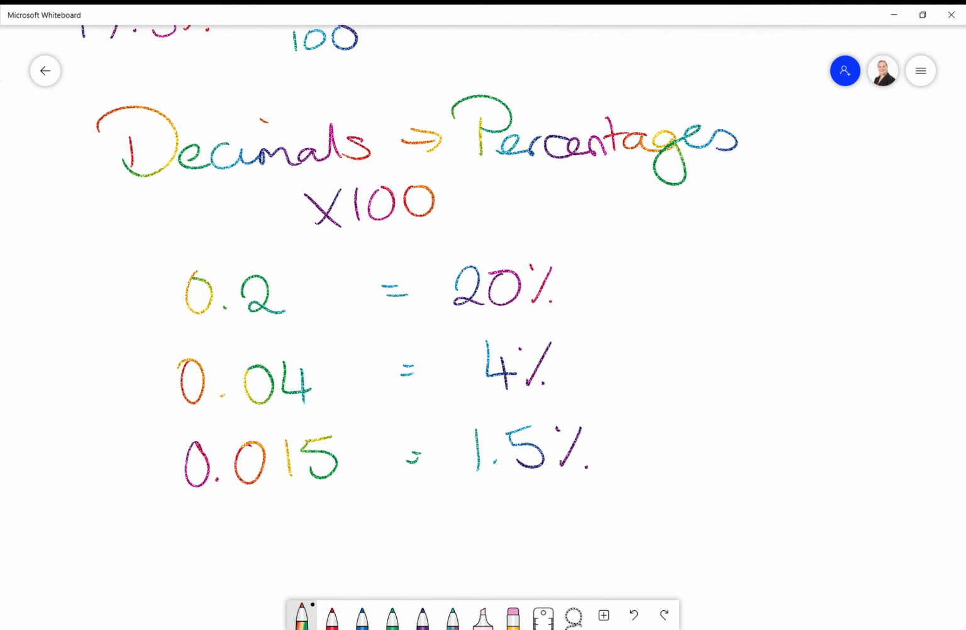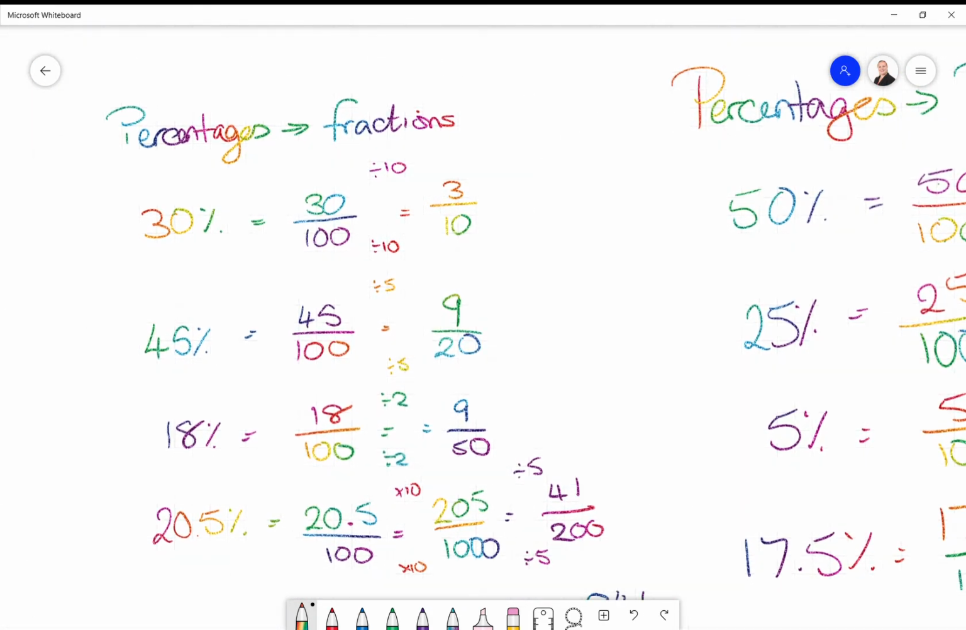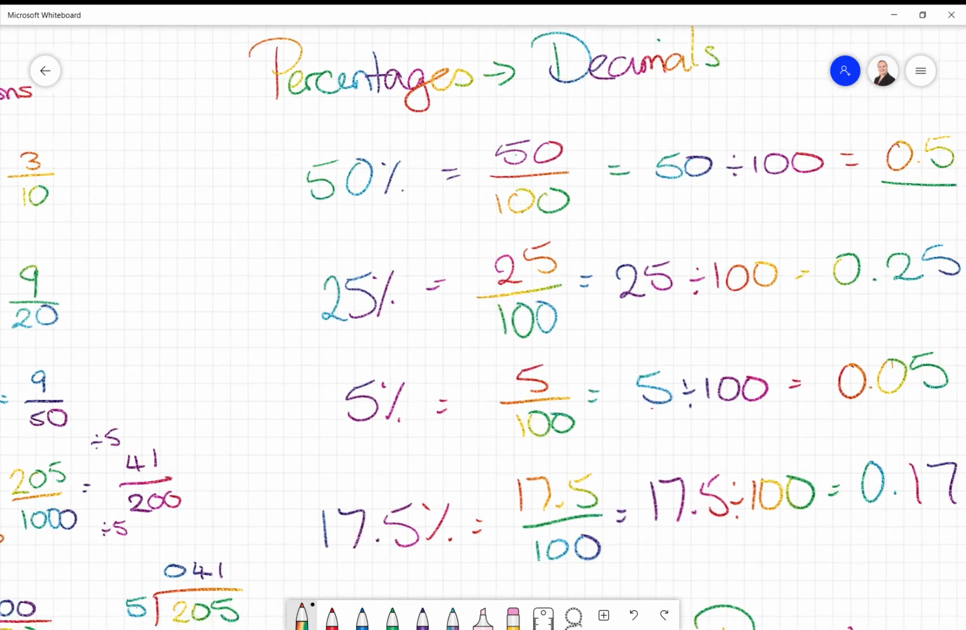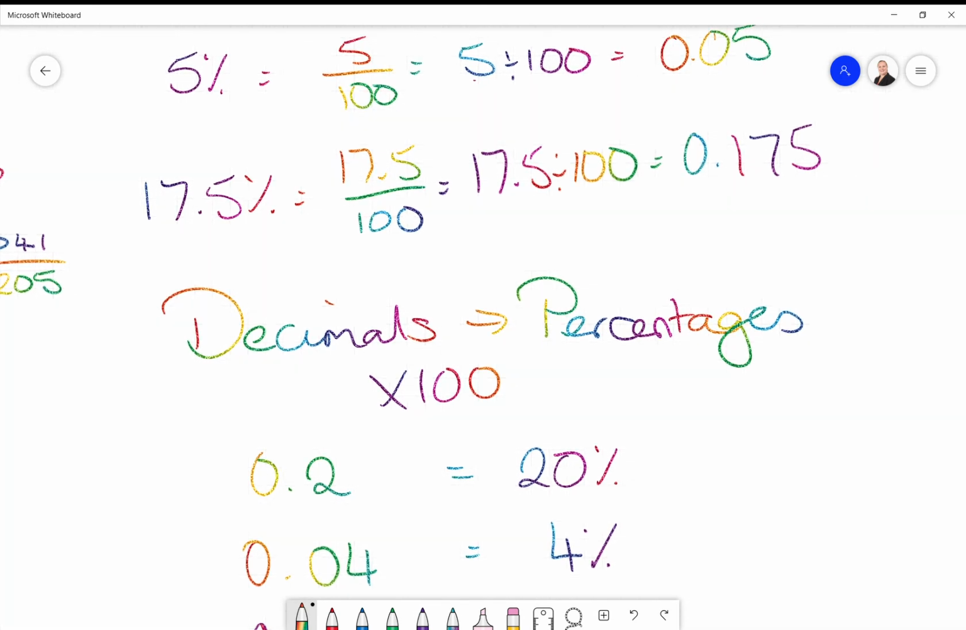So the one we did last time on turning percentages to fractions, that was your first lesson's worth on Thursday, and then percentages to decimals and decimals to percentages is your second lesson on the Thursday. Now Friday's lesson, so tomorrow's lesson, I'm going to be setting you some My Maths work to do, which will be on this.